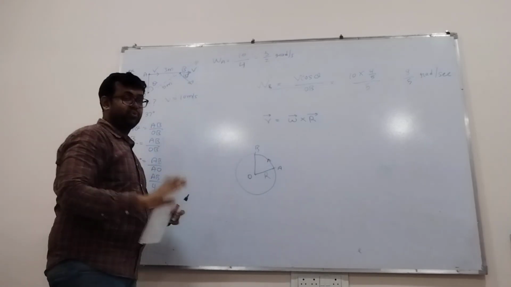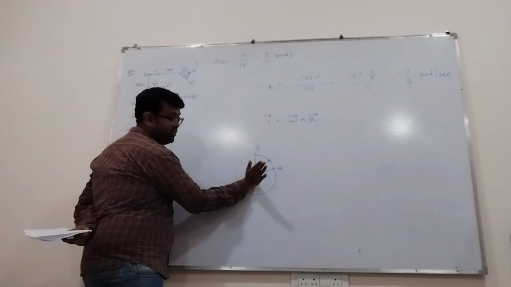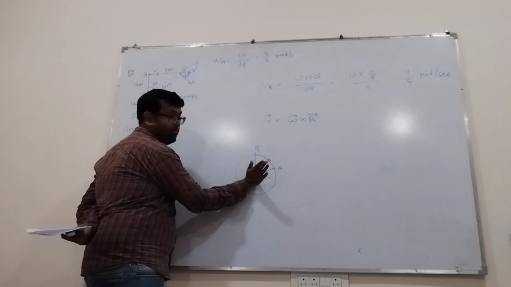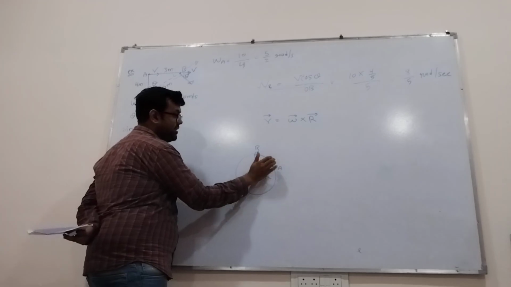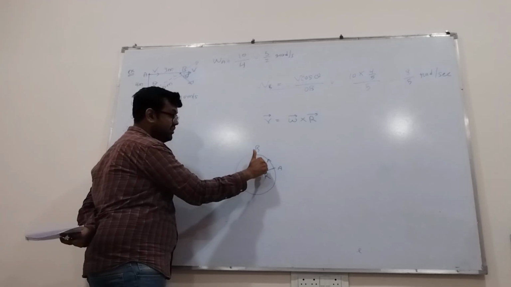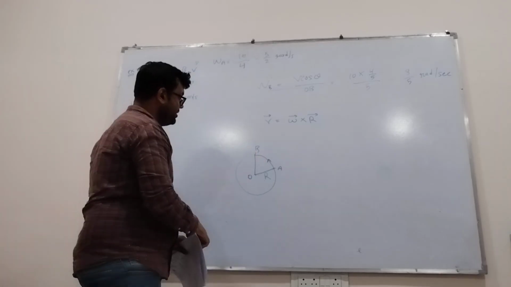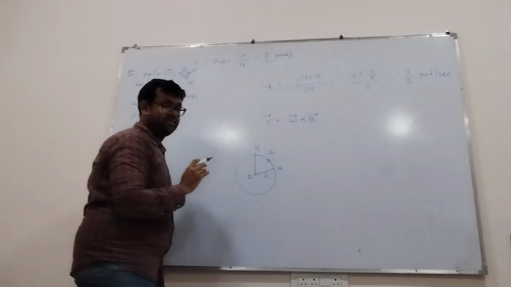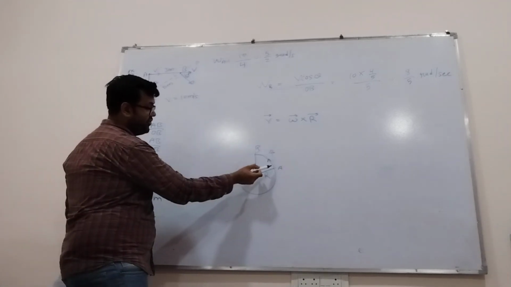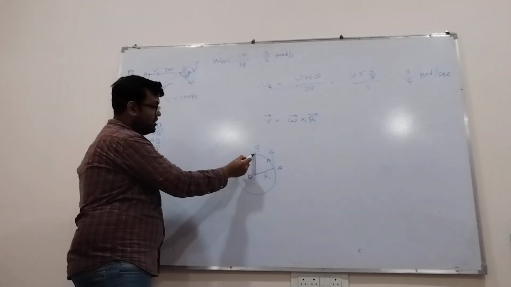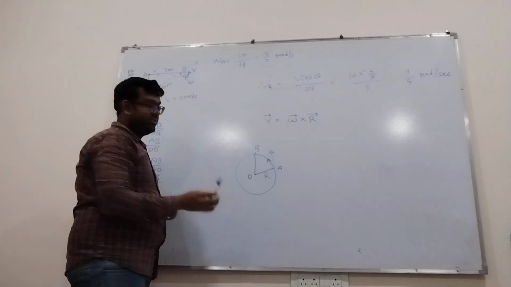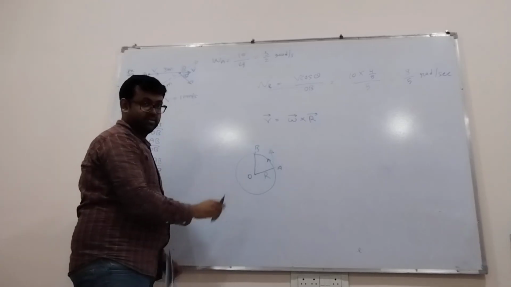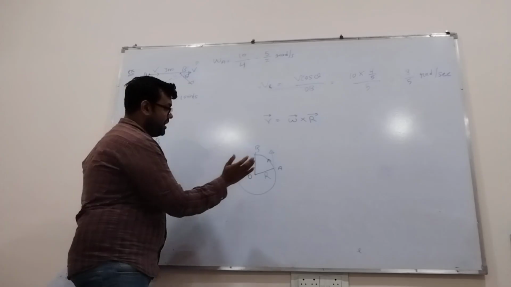So we have to keep our palm in the direction of the omega. Then we have to move our palm in the direction of the radius. Then the direction of the thumb will be the direction of the velocity. So here the direction of velocity is coming out in this direction. That is the correct direction because the object is going from this direction to this direction. So obviously the direction of velocity should be in that direction, and that is the truth.